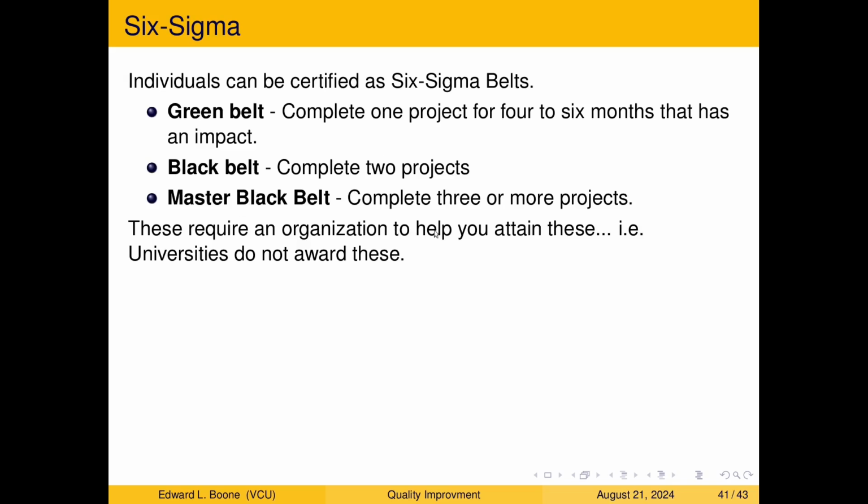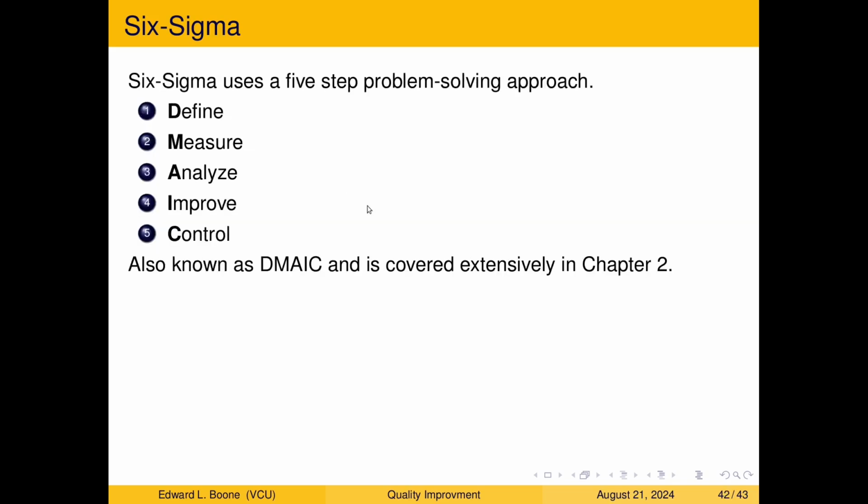These require an organization to help you attain them, meaning that you can't get this from a university because you need a long-term project that has an impact. And that's just not what universities do. However, the material that you're going to learn in this class corresponds to being able to do this directly. You should be able to translate it directly into a black belt or green belt using the ideas at your company and demonstrate that you made an impact, and you can be awarded a green belt, a black belt, or become a master black belt.